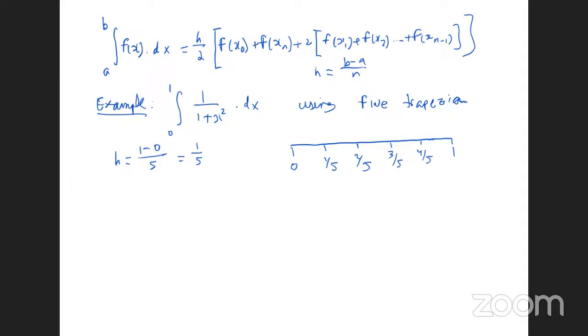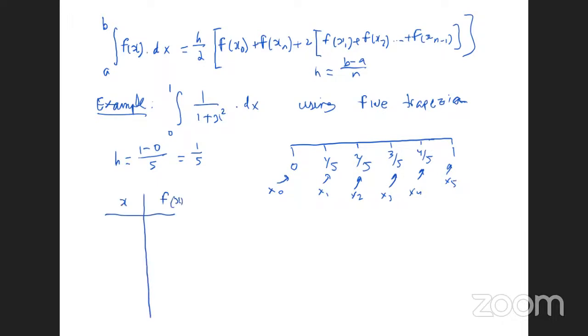What do these values represent? Well, this value here represents x0 in the formula. This is x1. This is x2 in the formula. This is x3. This is x4. This is x5. Those are the things in the formula. Now, we need to be able to get all the f of x values.